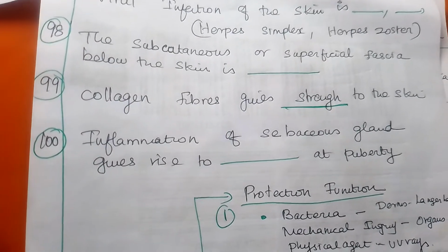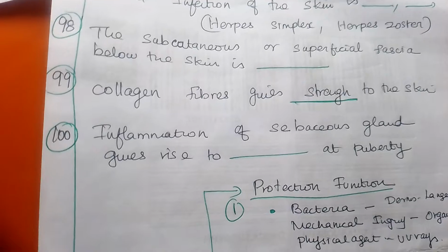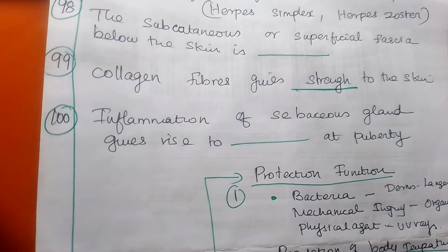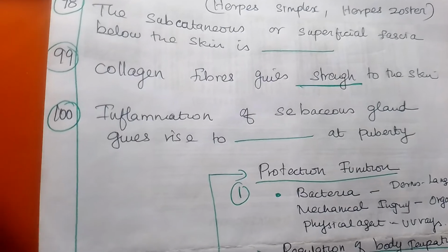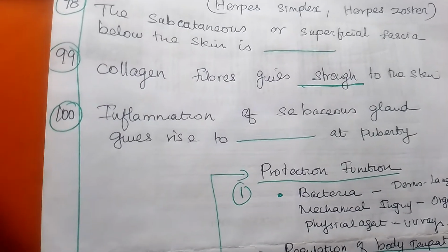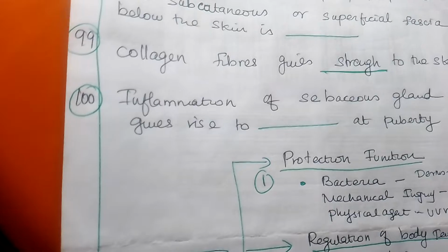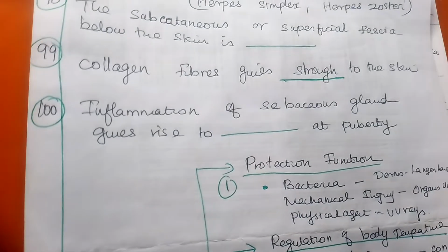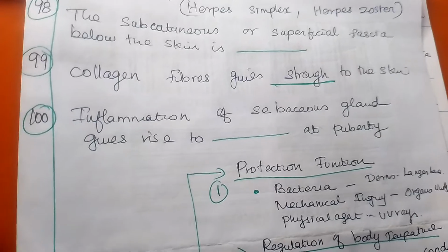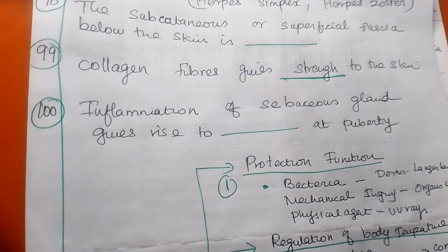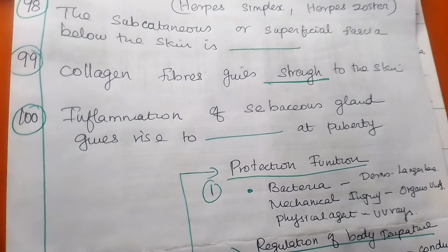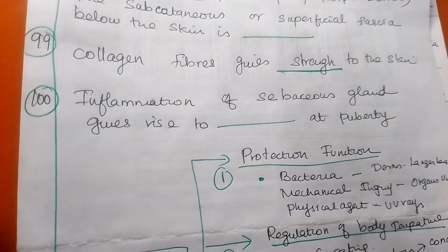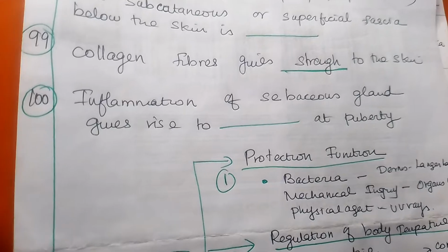The subcutaneous or superficial fascia below the skin is called the hypodermis. Understand? The collagen fibers give strength to the skin. The inflammation of the sebaceous gland gives rise to acne at puberty.